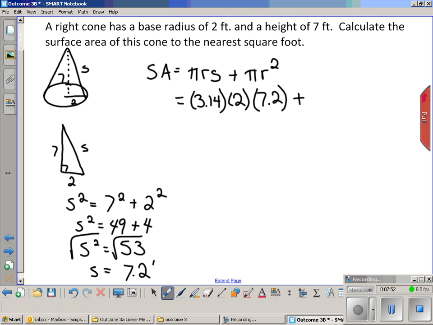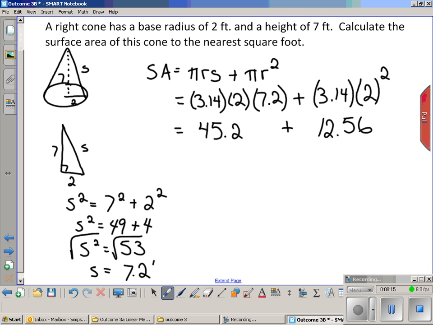Plus, now I'm in the second half of the formula, pi again is 3.14. The radius is 2, and this time don't forget to square it. Watch your order of operations as you multiply this out. The first part you should get 45.2, and for the second part you should end up with 12.56. Please make sure you check on your calculator that you know how to get those answers.